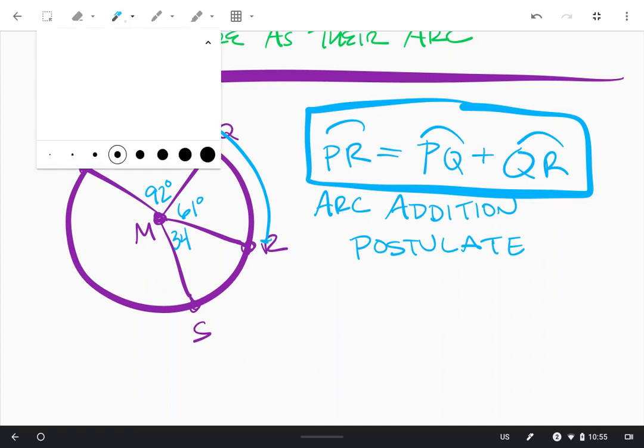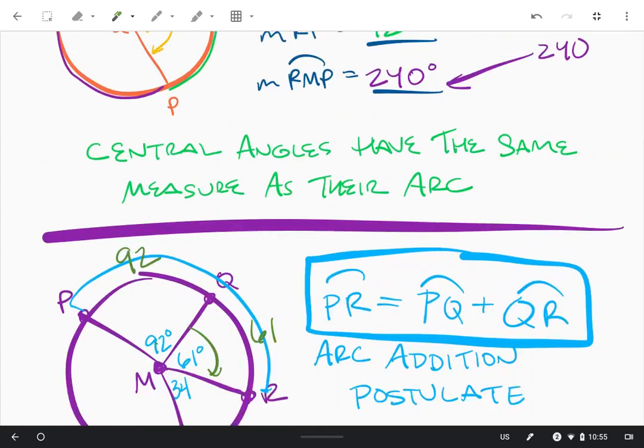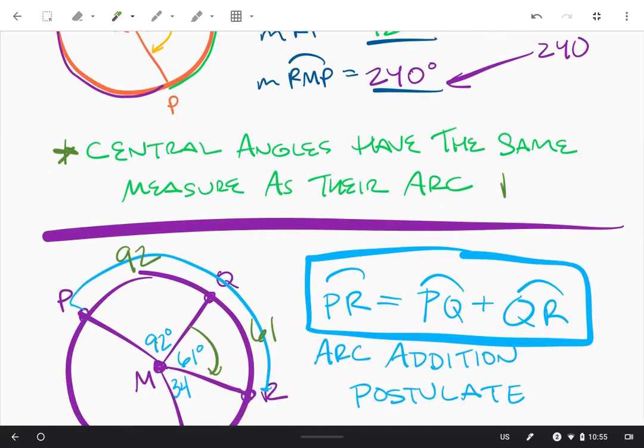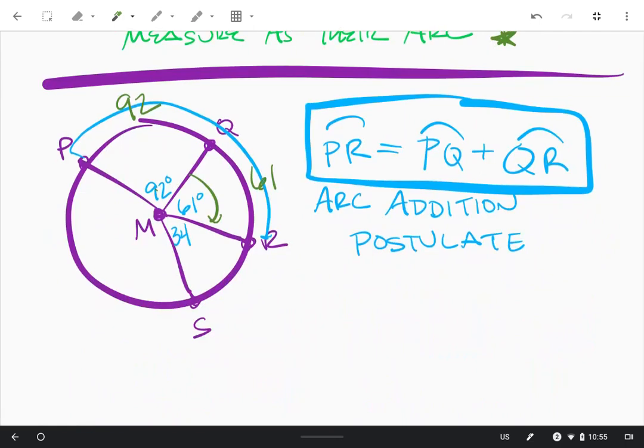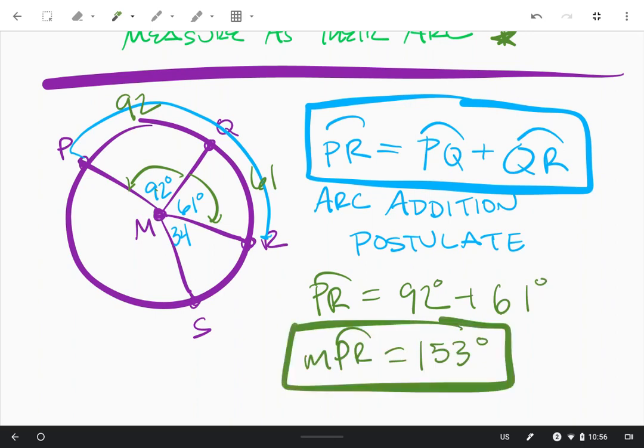and that will give me that measure for the total arc. So we know, based on what I see here, that if this is 61, then this is 61. And if this is 92, then this is 92. So this angle being 61, and since central angles are the same measure as their arc, this makes the arc 61 and this 92 makes the arc 92. And so then PR is equal to PQ, which is 92, plus QR, which is 61. And so the measure of arc PR would equal 153 degrees. And so that's how you apply the arc addition postulate.